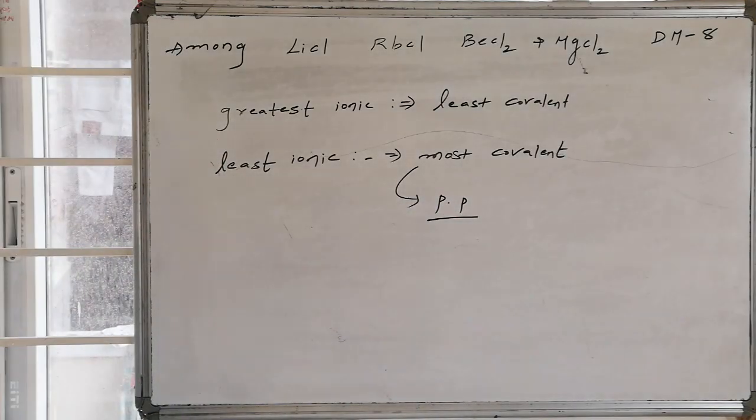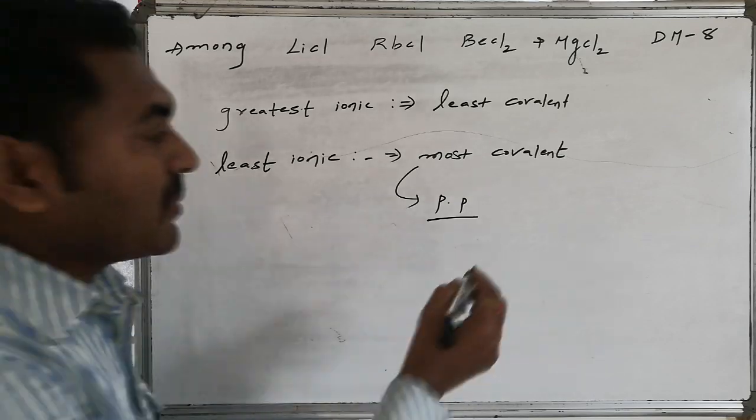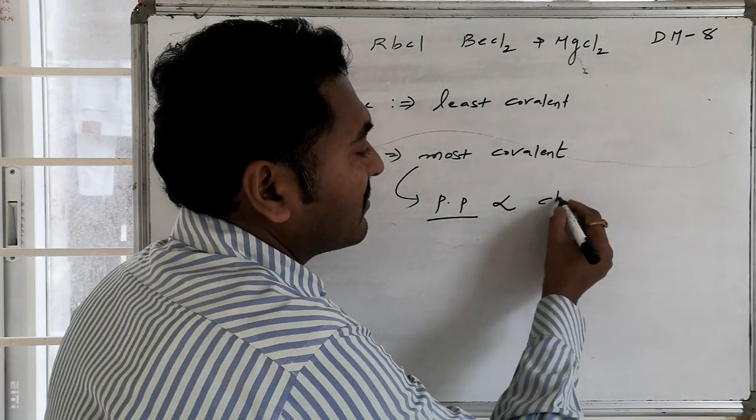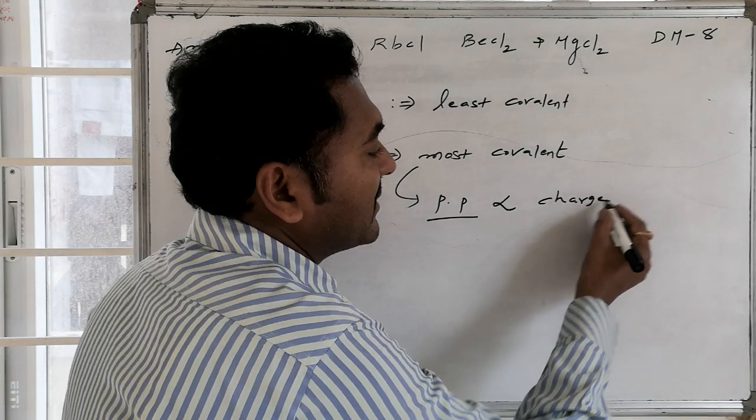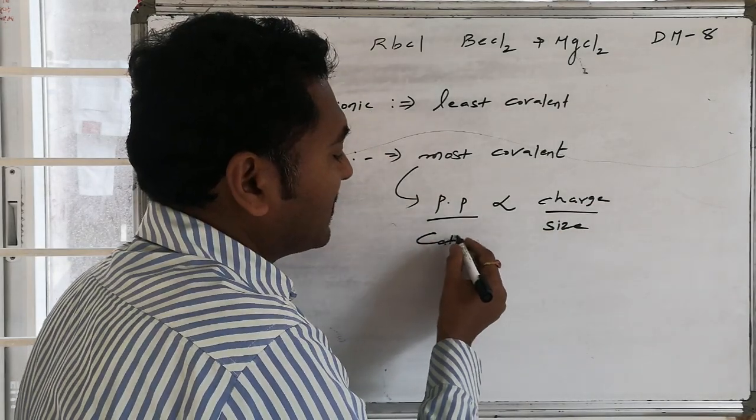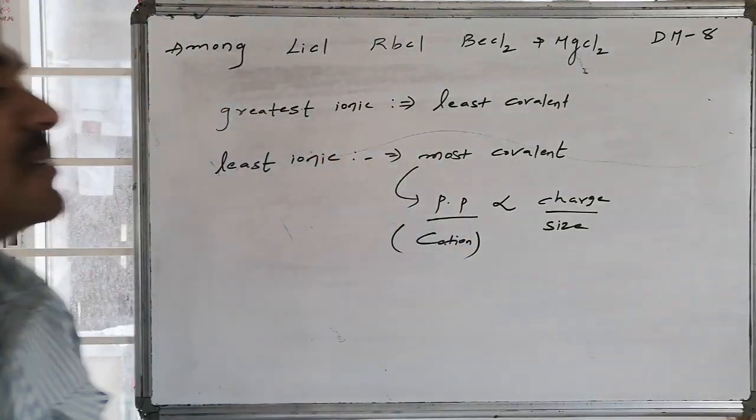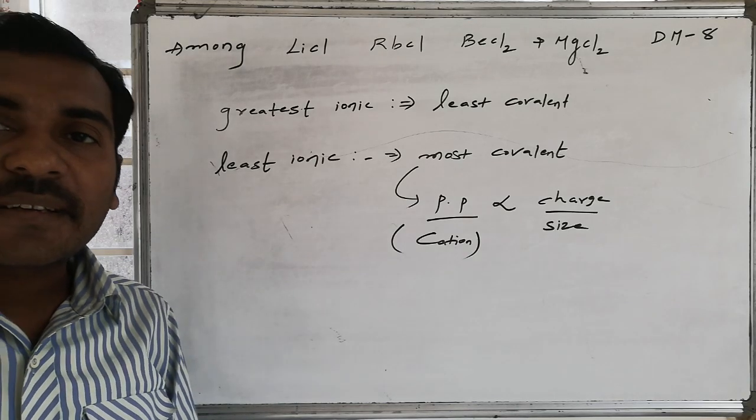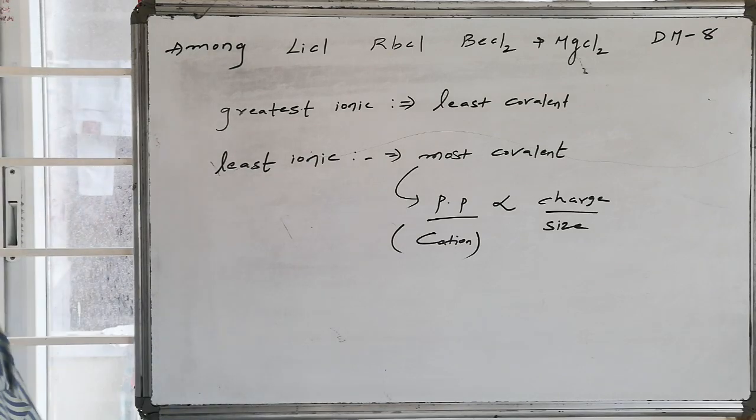PP stands for what? Polarization power. Polarization power is proportional to charge and inversely proportional to size. The more the positive charge, because it is a property related to the cation, hence the more the charge present on the cation and the lesser the size present on the cation, higher will be the polarization power and the compound is found to be most covalent in nature.